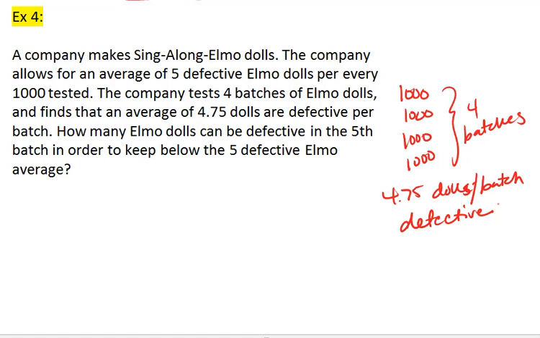How many Elmo dolls can be defective in the 5th batch in order to keep below the 5 defective Elmo average? Take a moment, think about this, process this. This is something that happens with companies, whether the company is making computer parts, soda cans, whatever. Defective materials always happen. There are always some amount of defective product. And companies just have a maximum average amount of defective products that they make. So this is a very real situation that occurs in the business world. Once you're ready, go on to the last video for this topic of 1.6 and see the solution.